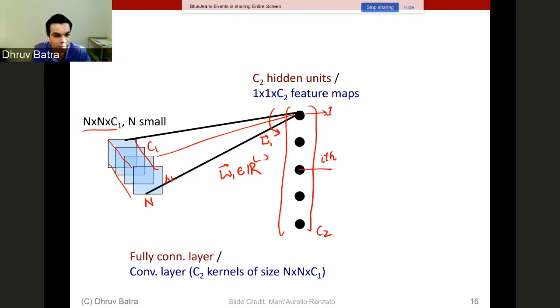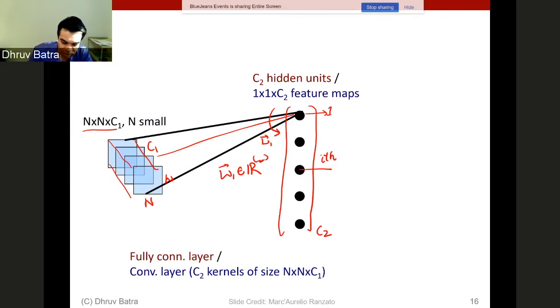People can answer in the chat. This is an easy question. W1 has the size or dimensionality same as the input. So what is that number that we're looking at? Come on, folks. Easy question. What is the dimensionality of W1? Which is n square C1. Thank you. N square C1. Yep.